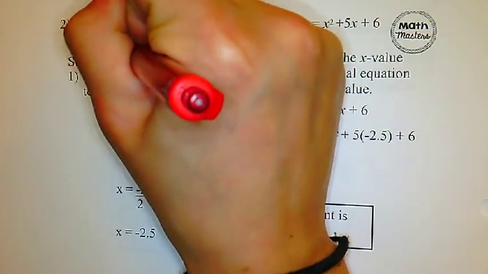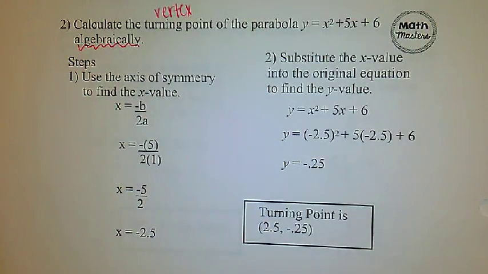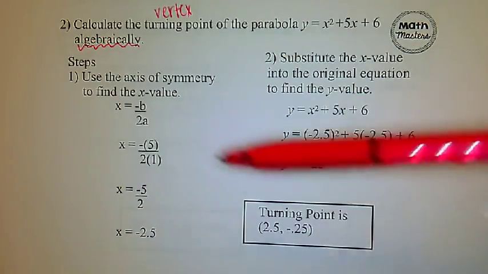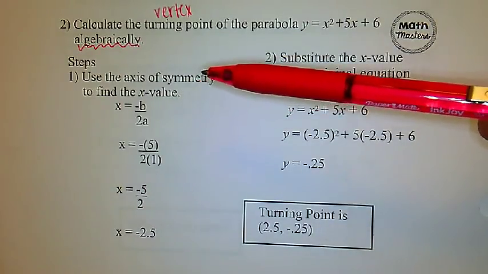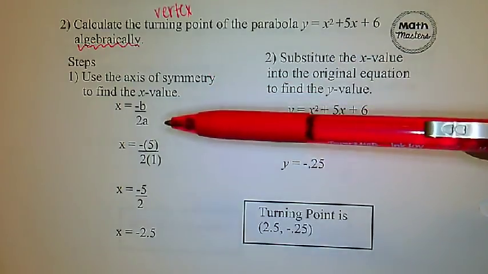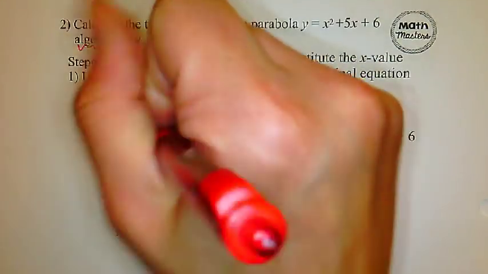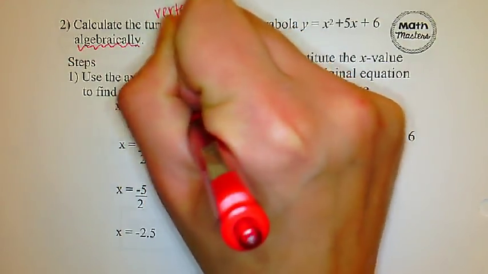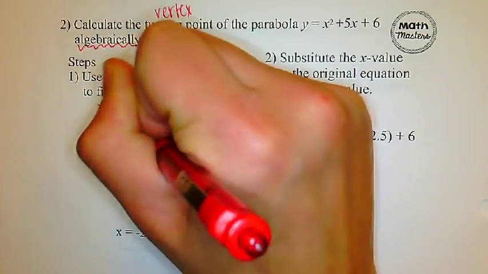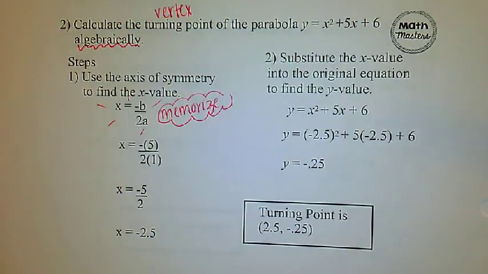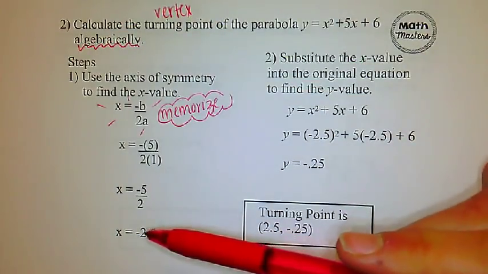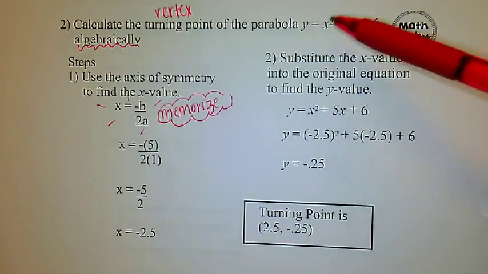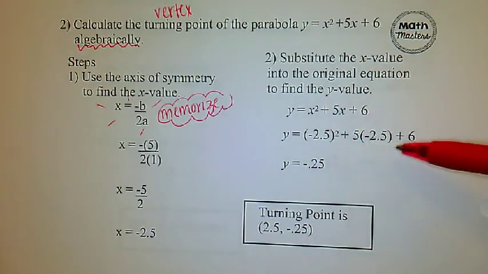So remember, you can check using your graph, using your graphing calculator, but we do need to see all of the work. So to find the x value, we're going to use the axis of symmetry. So remember, x equals negative b over 2a. Again, this needs to be memorized. Okay, that gives you your x value. Once you have your x value, you substitute it back into the original equation. Solve. Negative 0.25.